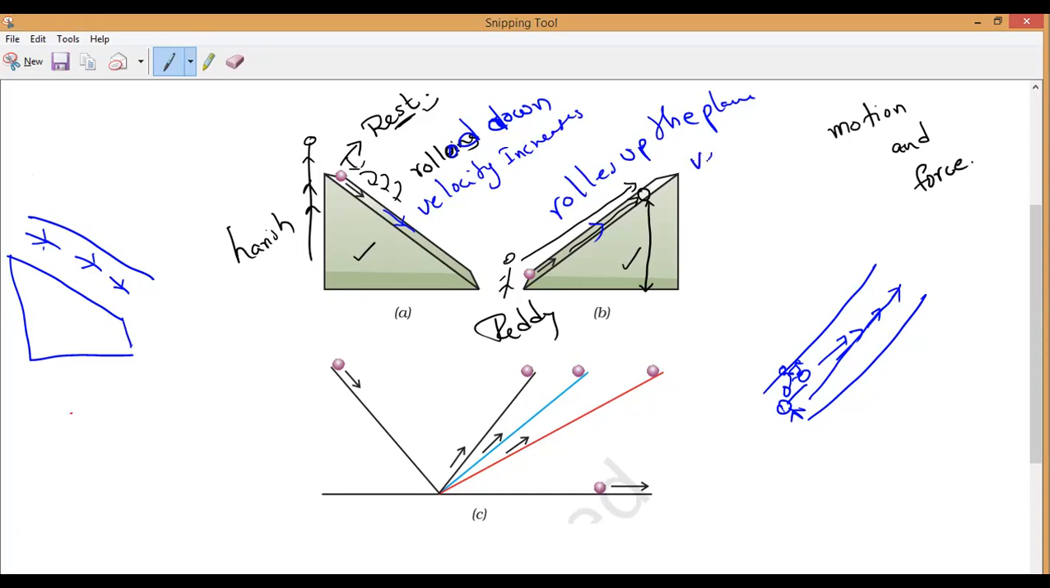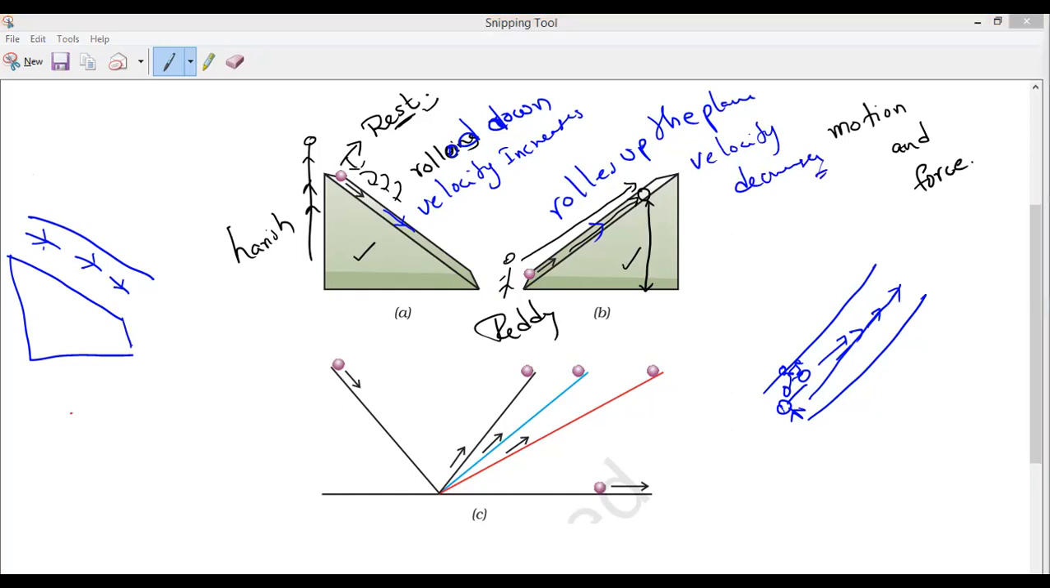So here what is happening? Velocity decreases. Clear? So when it rolls up, the velocity decreases. When it rolls down, what is happening, guys? Rolled down, velocity is increasing. That is what you have to remember. That is the first conclusion made by him.